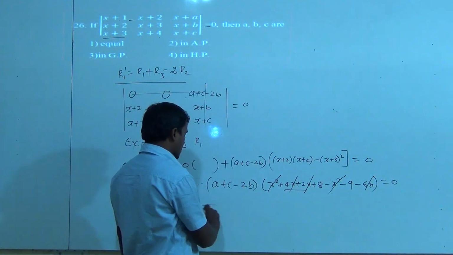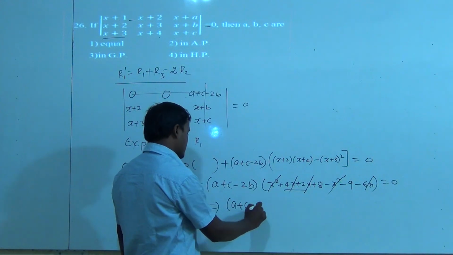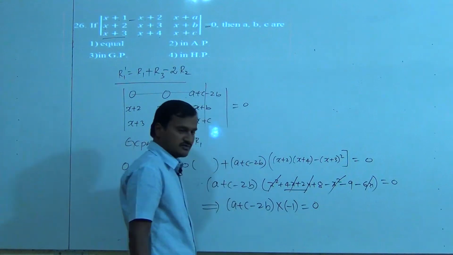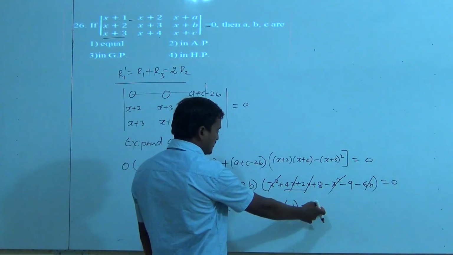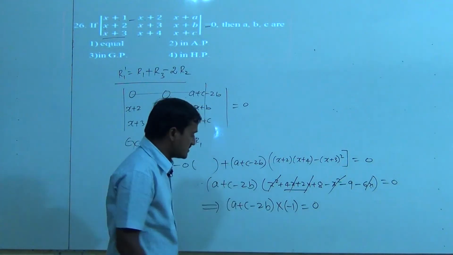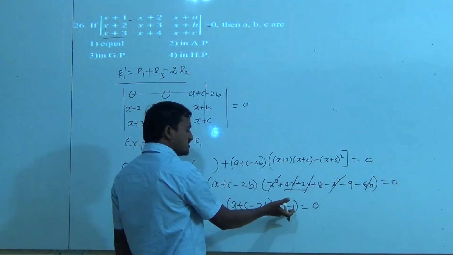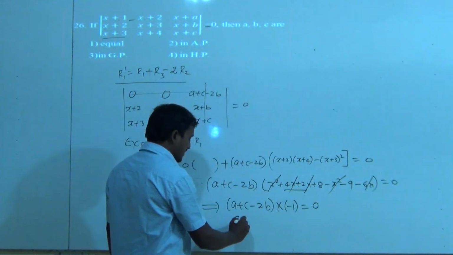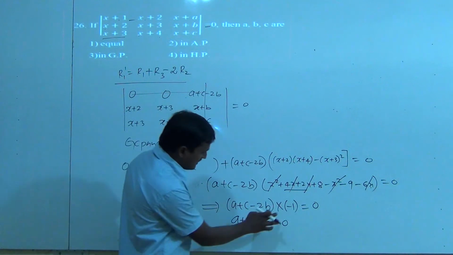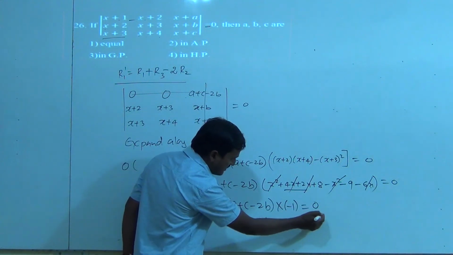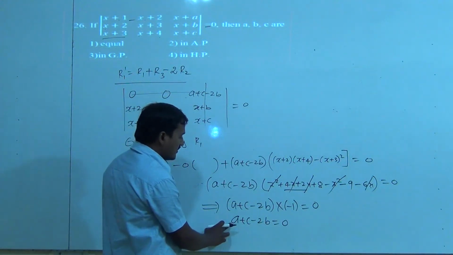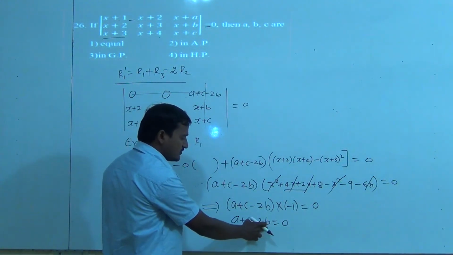So therefore what you are getting? So clearly a plus c minus 2b into minus 1 equal to 0, right? Or take this minus 1 to this side, or multiply minus 1 to both LHS and RHS. So here what I am getting, a plus c minus 2b equal to 0, because I am taking this minus 1 to this side, divided by minus 1. 0 by minus 1 becomes 0. So therefore what I got, a plus c minus 2b equal to 0.